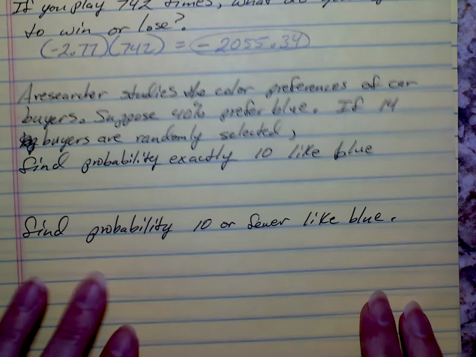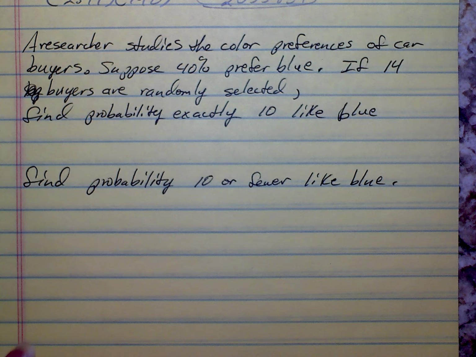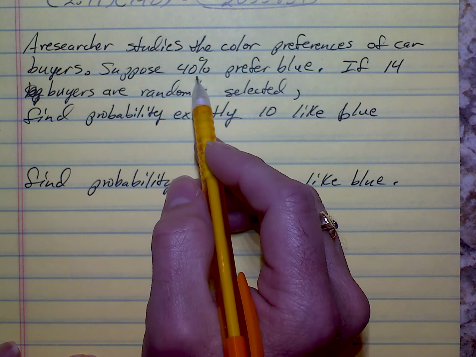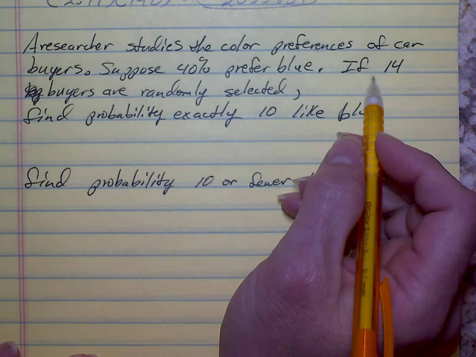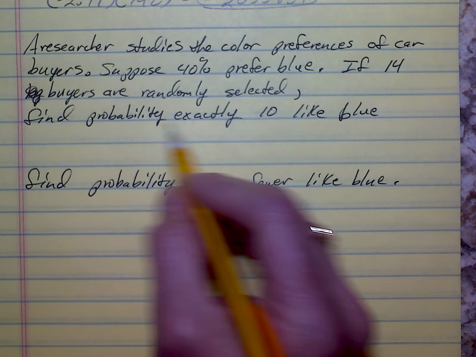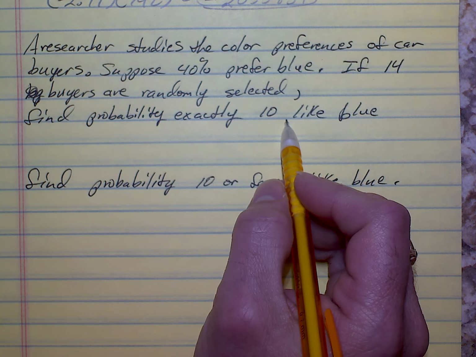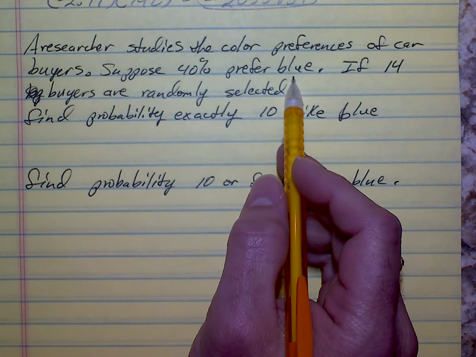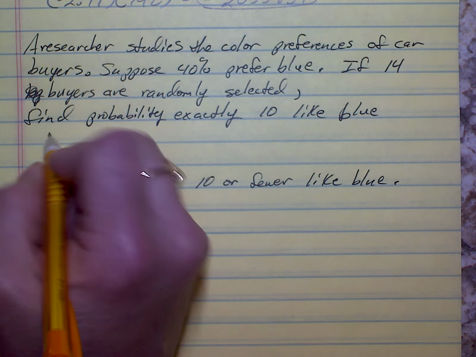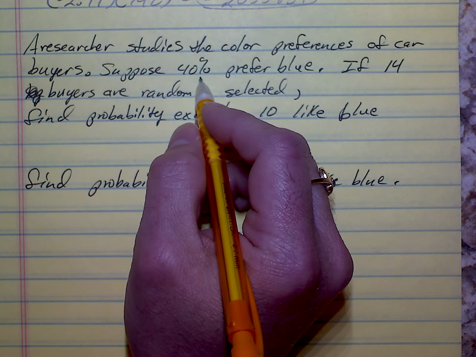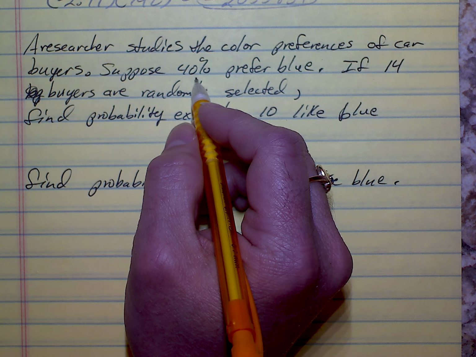Alright, the last thing we did in chapter 5 was binomial probabilities. So a researcher studies the color preferences of car buyers. 40% of them prefer blue. If 14 car buyers are randomly selected, we're going to find two things. The probability exactly 10 of them like blue. So here's the thing. There's a percentage going on. You either prefer blue or you don't, is what we're looking at. So it's binomial. It doesn't say binomial, you just need to know percentages mean it's not a mean, so it's a proportion. Okay? Separate in your head.